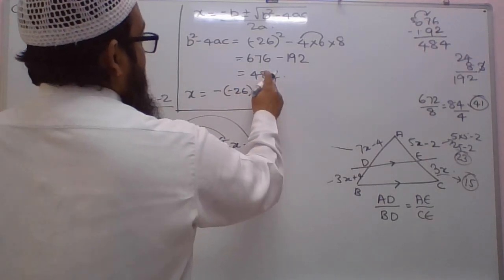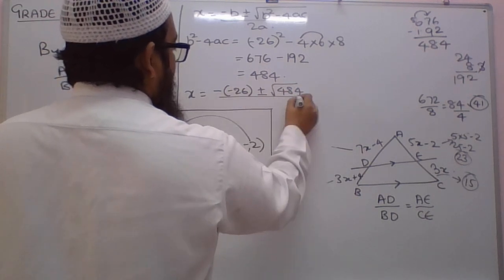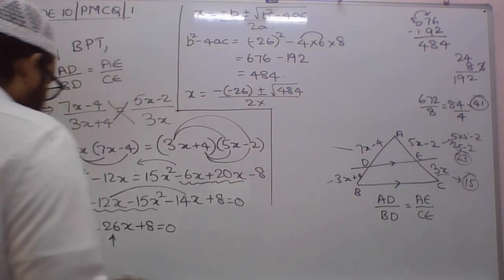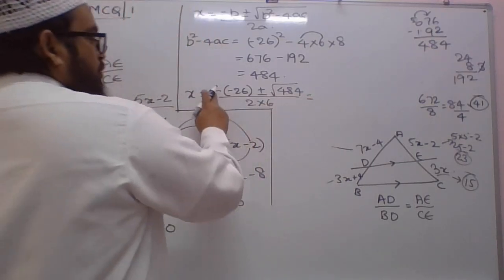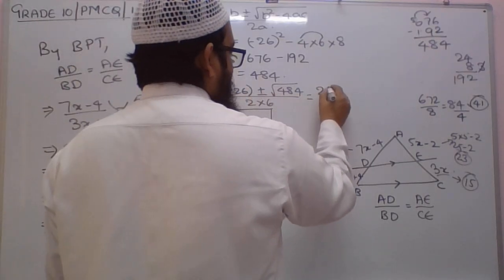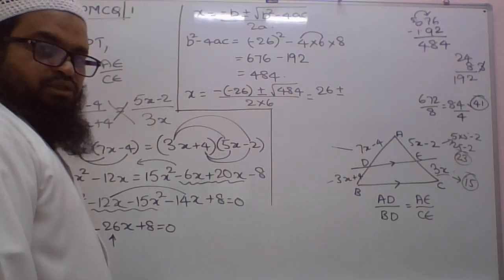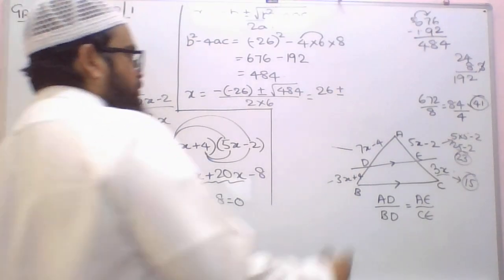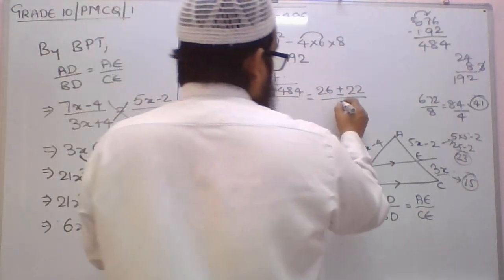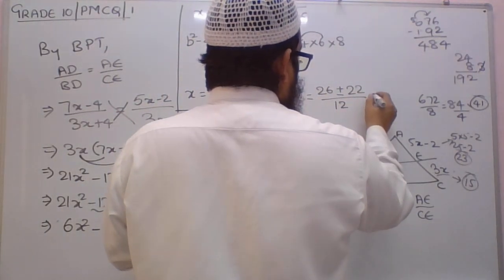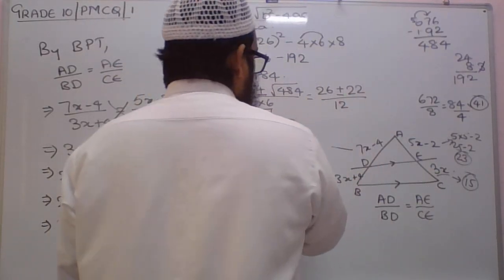Plus or minus square root of 484, divided by 2 times a. What is a? 2 sixes are 12. Okay, now minus into minus, plus or minus the square root of 484. What is the square root of 484? It is 22, divided by 2 sixes are 12. So what is the answer? 26.